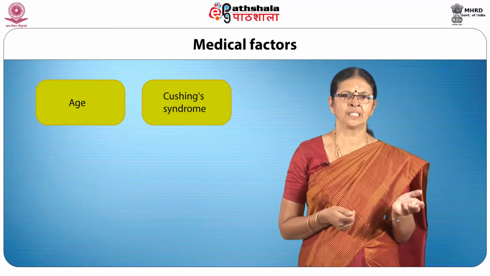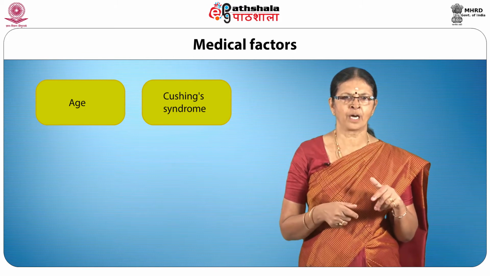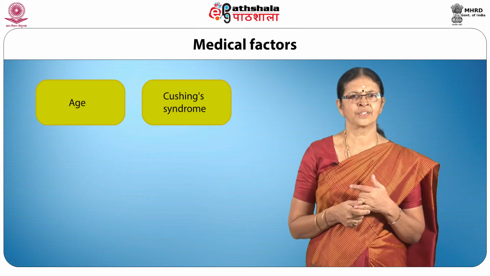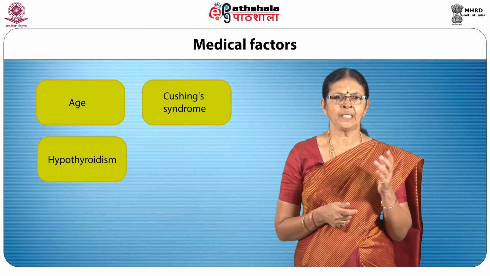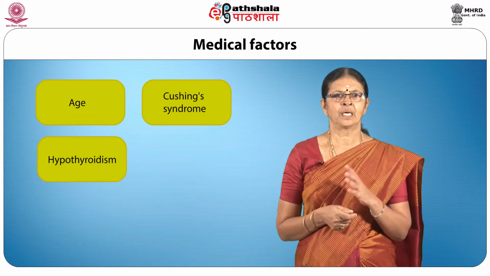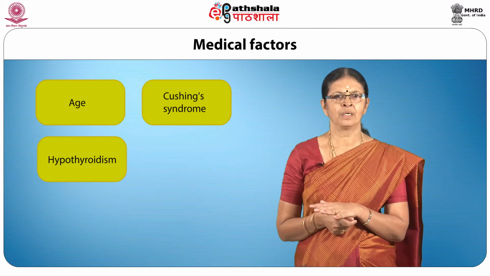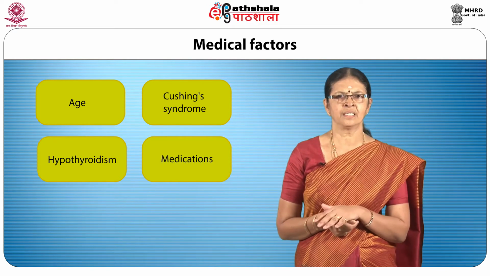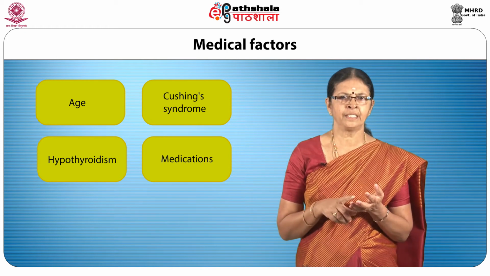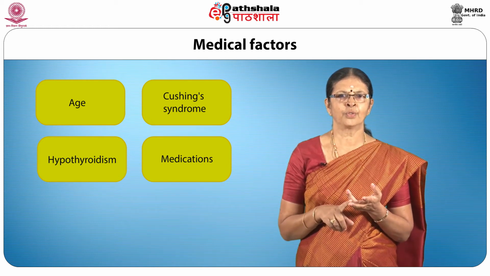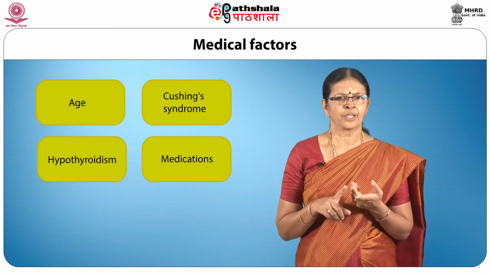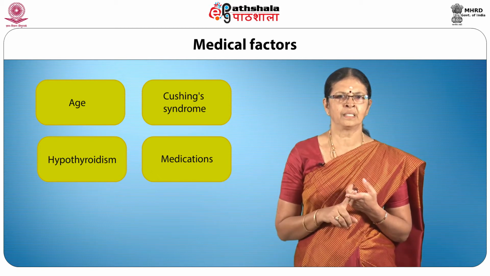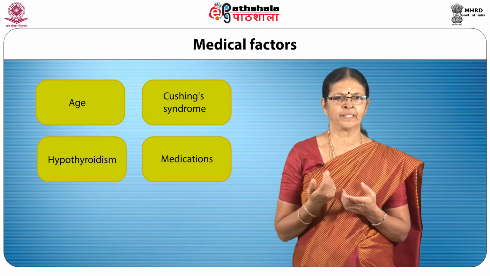This hormonal condition can cause increased fat around the neck and upper body with thinning arms and legs. Next, hypothyroidism. When too little thyroid hormone is produced, the result is a slower metabolism and less energy for exercise. Medications such as steroids, certain antidepressants and medications to control seizures and psychiatric problems can slow down the body's metabolism, increase appetite and cause the body to retain more water.